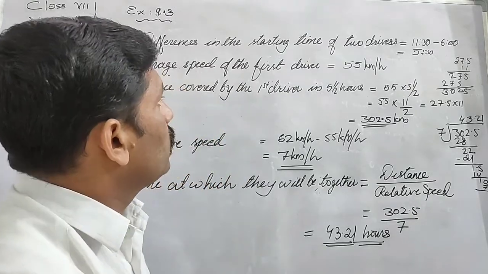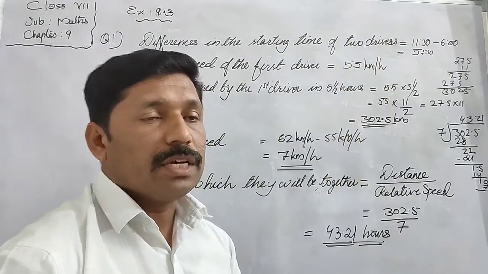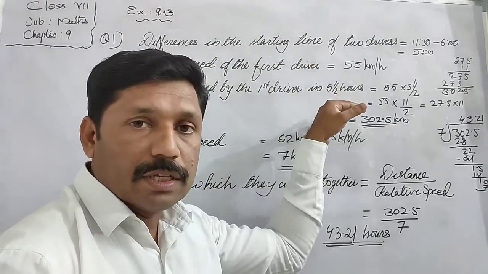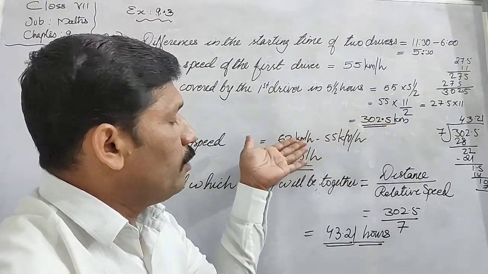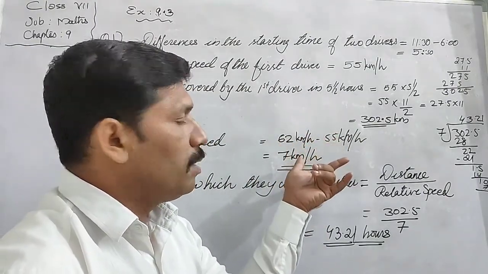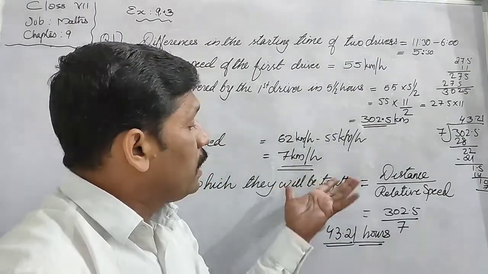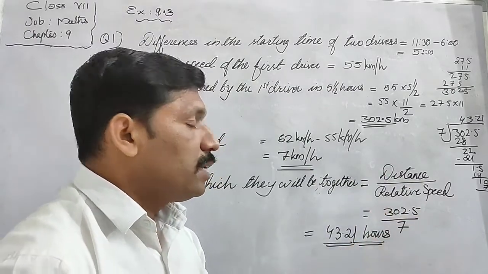Okay, students, so I think you understood that. First of all, we calculate the difference in the time of both drivers, and then we calculate how much distance the first driver traveled before the second driver started his journey, and then that is the distance, and we calculate the relative speed by subtracting the speed of both drivers because they are traveling in the same direction. So after finding out the relative speed, we divide distance by relative speed, then we get the time at which they will meet together.